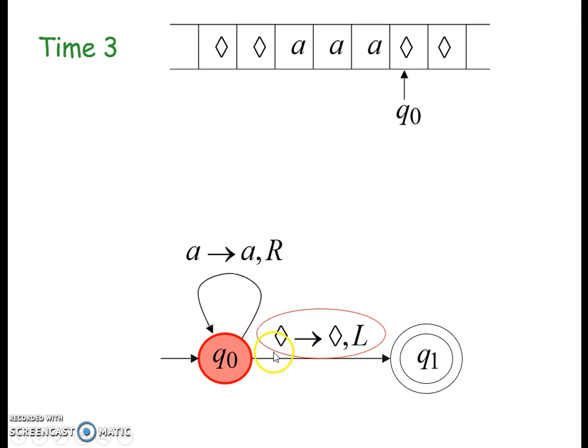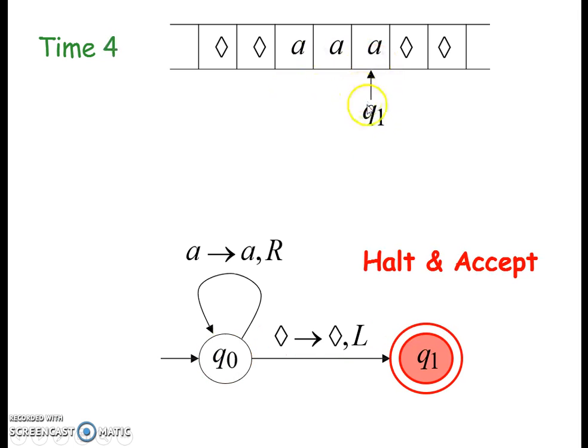So we have a transition for the blank symbol as well. Whenever the tape head encounters a blank symbol, it will not change anything, and then the tape head shifts towards the left. So the tape head will again come here, and this will be our final state, and the string will be accepted. Now the machine will halt, and our string is accepted. Thank you.